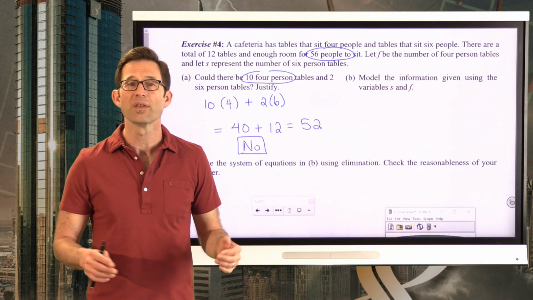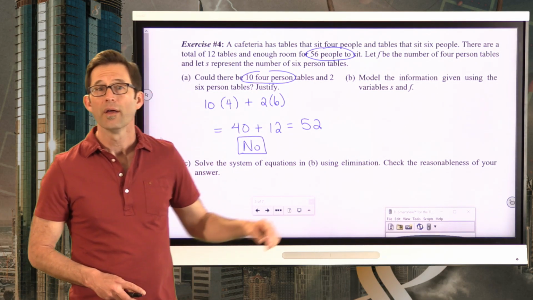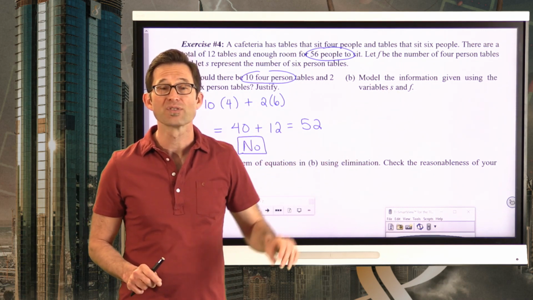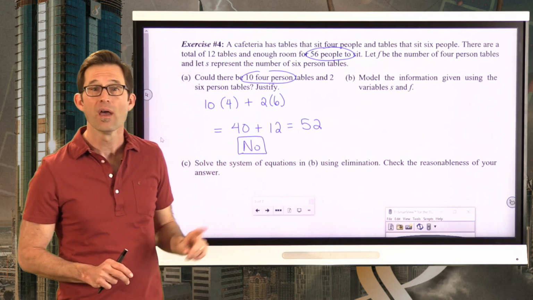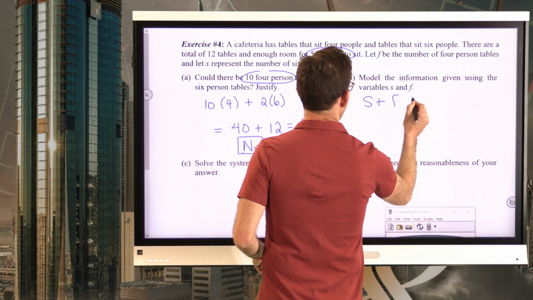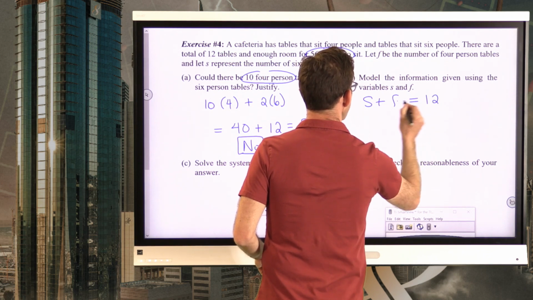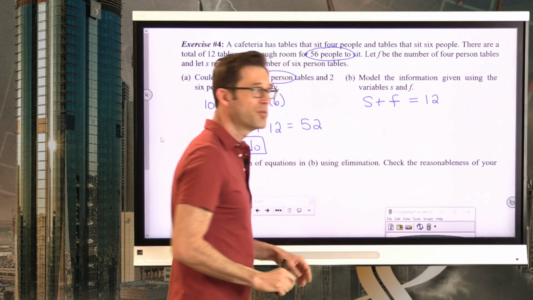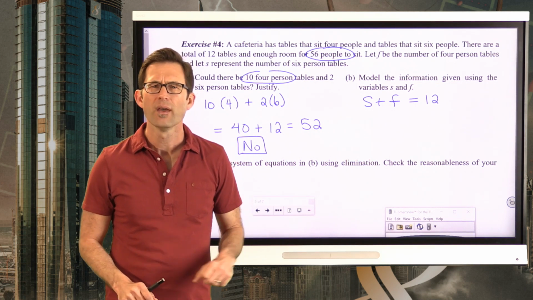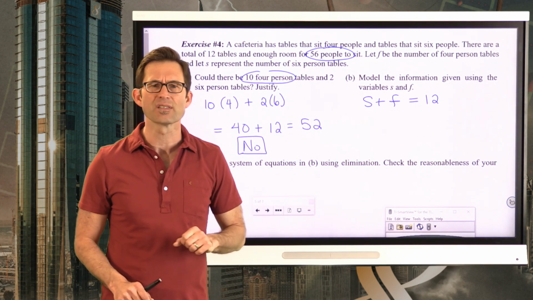All right, well, let's talk about the easy part. We know that if S represents the number of 6-person tables and F represents the number of 4-person tables, then when I add those two together, S plus F, I've got to get 12. The number of 6-person tables plus the number of 4-person tables has to be 12. But how do I get the 56 involved?